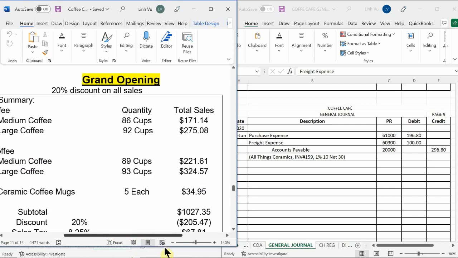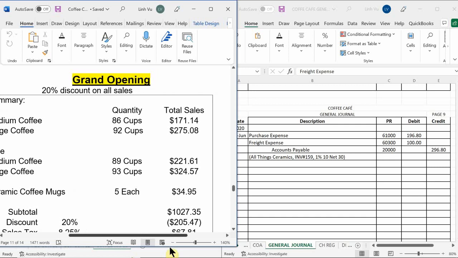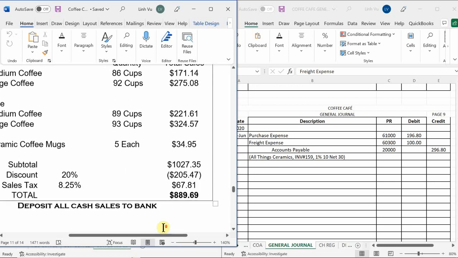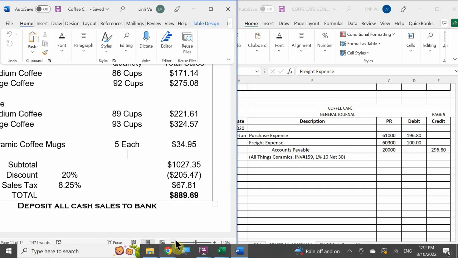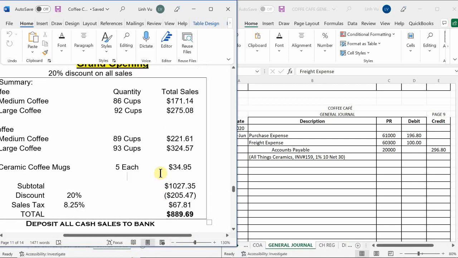We sold 86 medium regular coffee. We sold 92 large regular coffee, and we sold 89 medium supreme coffee, and we sold 93 large supreme coffees, and we sold a total of 5 ceramic coffee mugs. Again, we are still on our grand opening, so we have a 20% discount, and tax was $67.81.